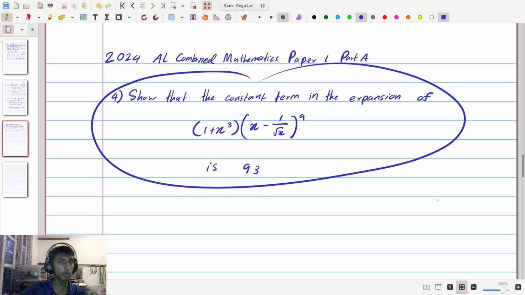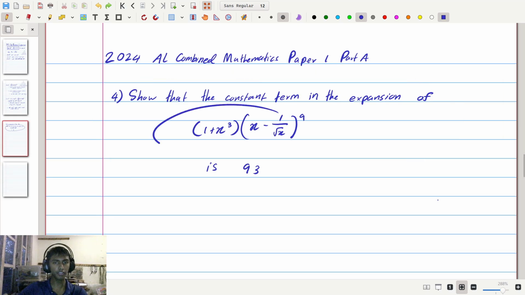We also have some logic to apply. But this question is actually not all that complicated compared to our questions that we had above. So let's go to the question. The question is asking us to show that the constant term in the expansion of (1 + x^3)(x - 1/√x)^9 is equal to 93.